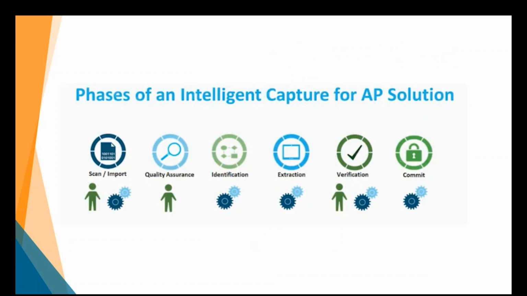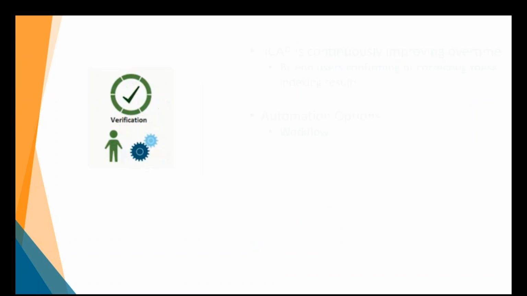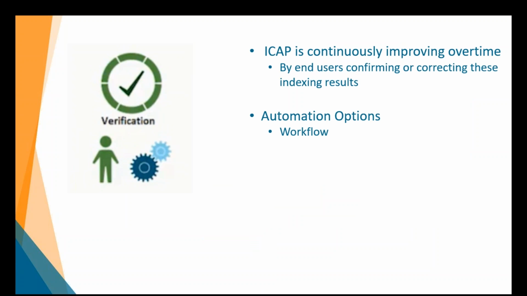All right, so next up we have the verification phase here. And just like it sounds, this enables users to verify the data and the results that have been extracted for accuracy. But most importantly, this is where the training of the system comes into play. This is where that feedback that ICAP incorporates actually occurs. This allows you to improve the engine's capability to accurately index these documents by training the engine to find the correct values by performing this index verification.